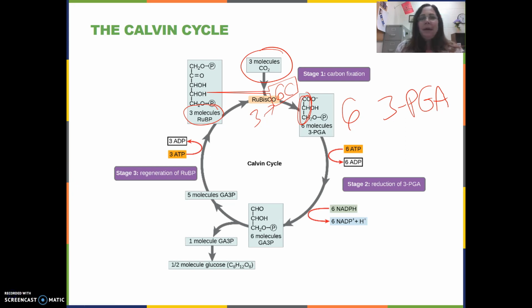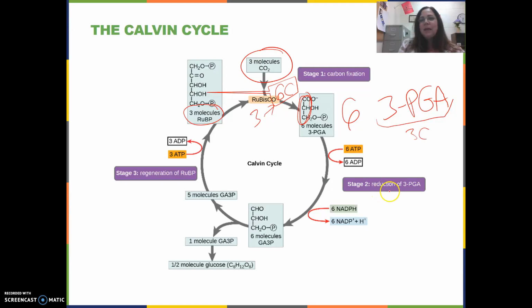So again, I got interrupted, I'm sorry, but the point we're at now is that 6 molecules of 3-PGA have been produced, and 3-PGA is a 3-carbon molecule. Okay? And that was carbon fixation. Carbon dioxide is attached to RUBP, or combined with RUBP, so that's called carbon fixation. And that is catalyzed by the enzyme Rubisco.